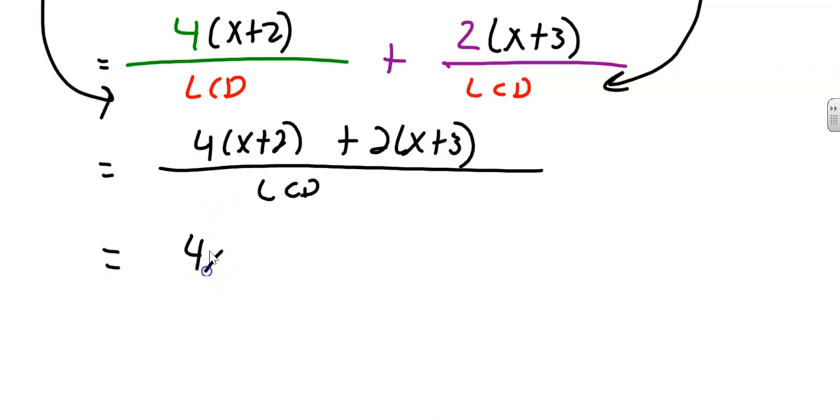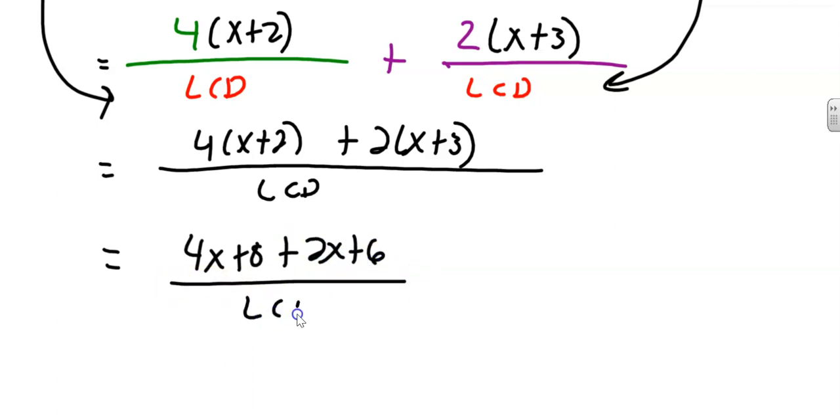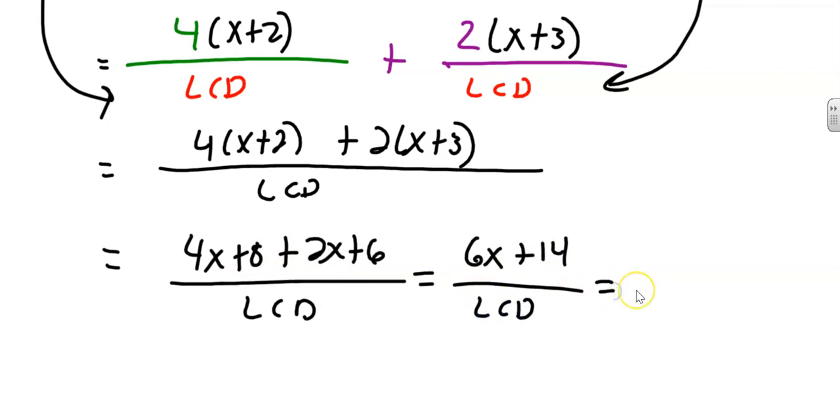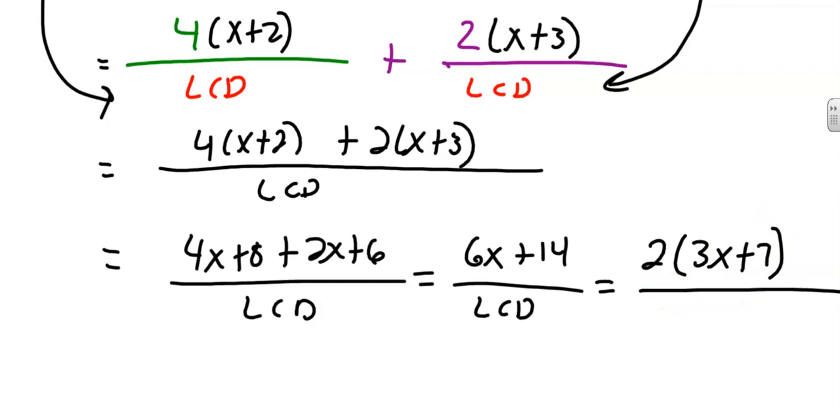So that is 4x plus 8 plus 2x plus 6. It's all over the least common denominator. 4x plus 2x is 6x. 8 plus 6 is 14. Still have one more step to go, because with 6 and 14 you can divide them both by 2. So then that becomes 2 times 3x plus 7. Okay, now we've done everything you can do in the numerator.